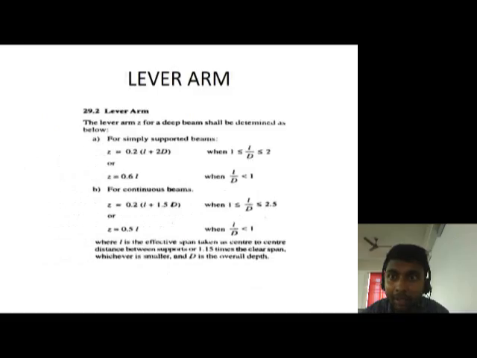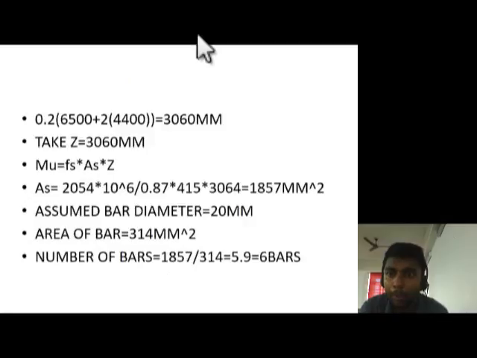Then we calculate the lever arm: 0.2 into (6500, the effective length, plus 2 into 4400). We will be getting around 3060 mm. So the lever arm Z value is 3060 mm. For the moment, the formula is Mu equals 0.87 Fy into Ast into Z. We know the moment Mu, Fy and Z, so from this we will be finding the area of the steel. Area of the steel equals Mu, 2054 into 10 power 6, by 0.87 into Fe 415 into Z 3060. We will be getting the area of steel equal to 1857 mm square.